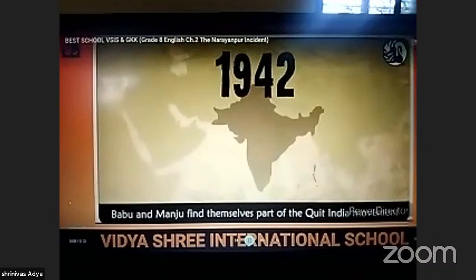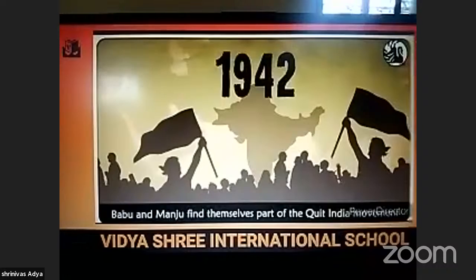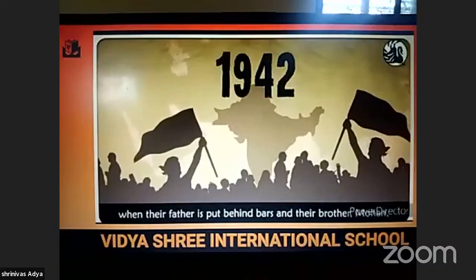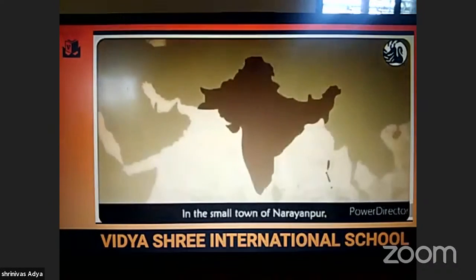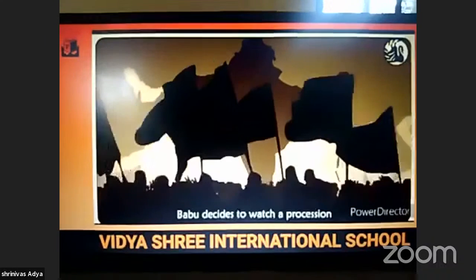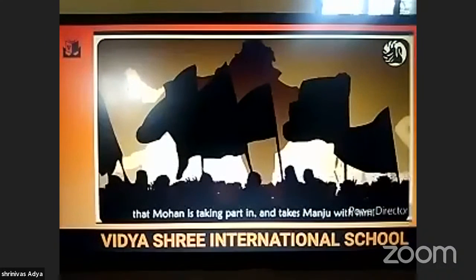Babu and Manju find themselves part of the Quit India movement. This procession took place in 1942. And their brother Mohan becomes involved in the movement. In the small town of Narayanpur, Babu decides to watch a procession that Mohan is taking part in and takes Manju with him.